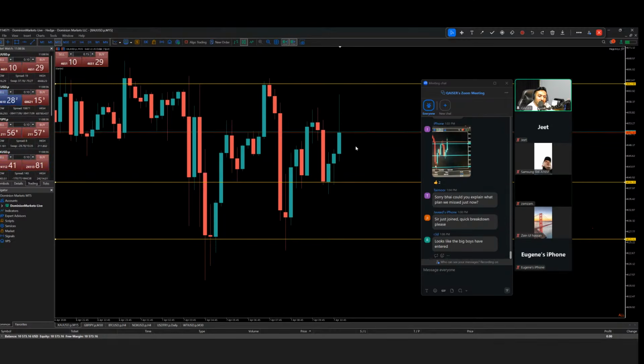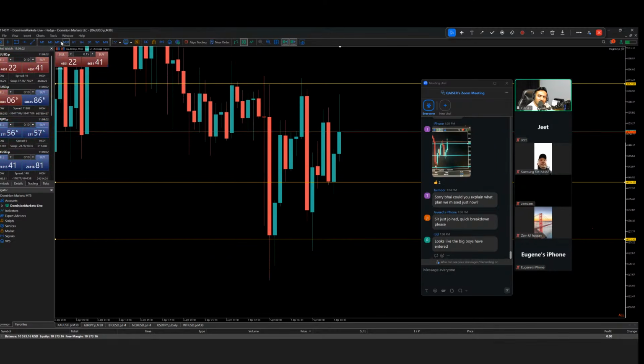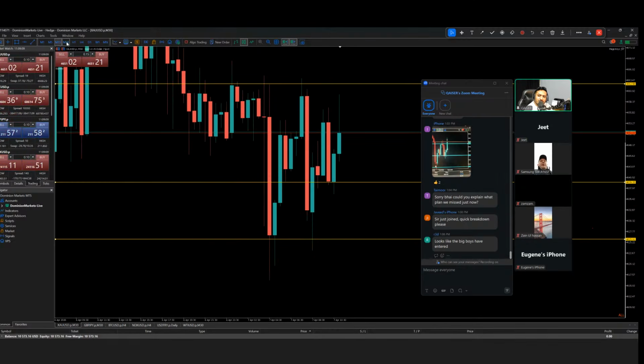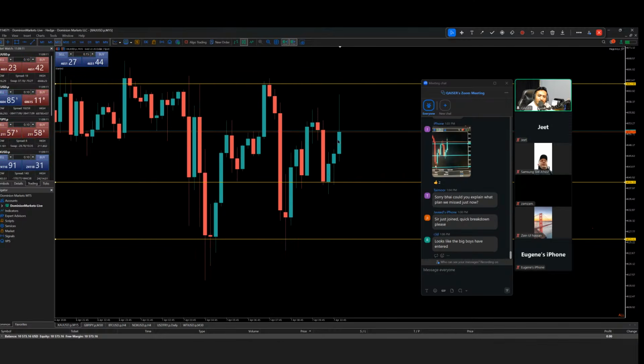Looks like the big boys have entered. Nothing entered there, it's like a random move that happened here. Nothing. Still, it's volatile. Still, volatility is going on. Look at the rejection right now. It's nothing.